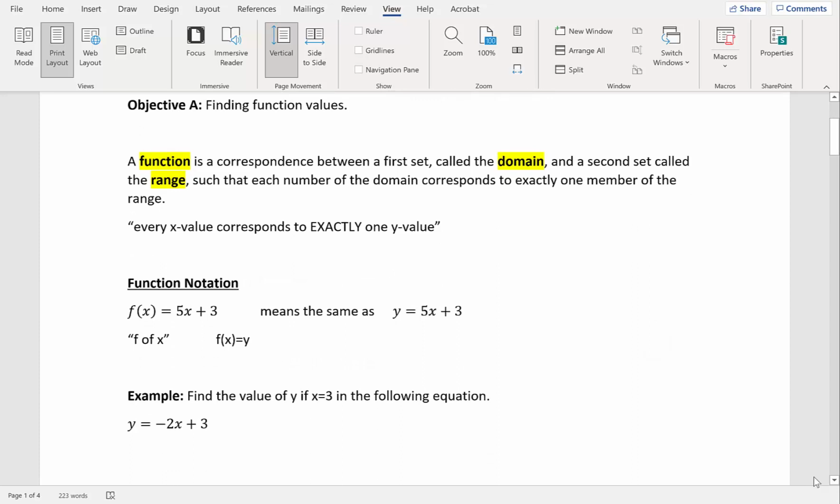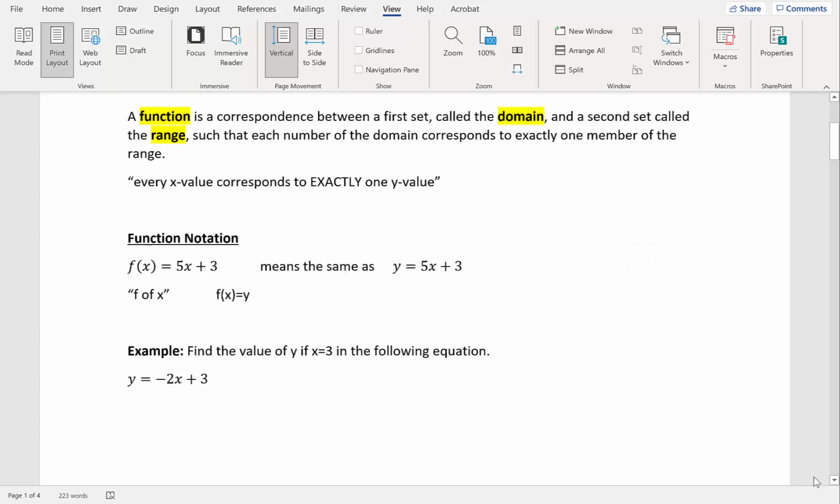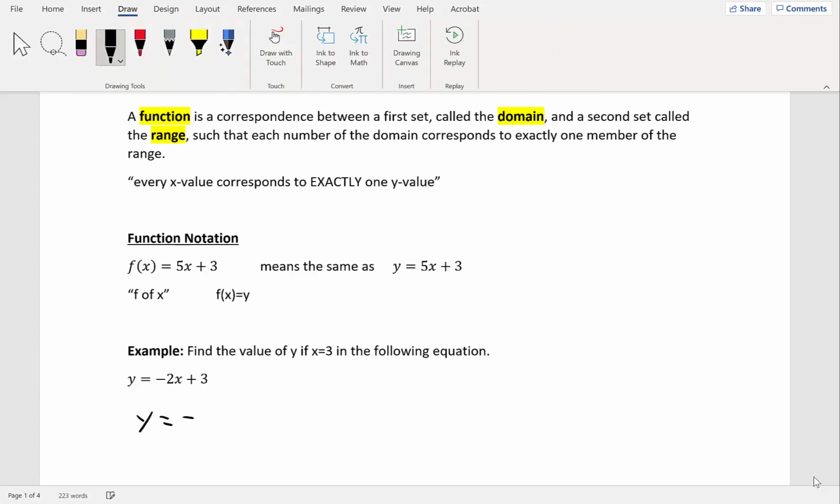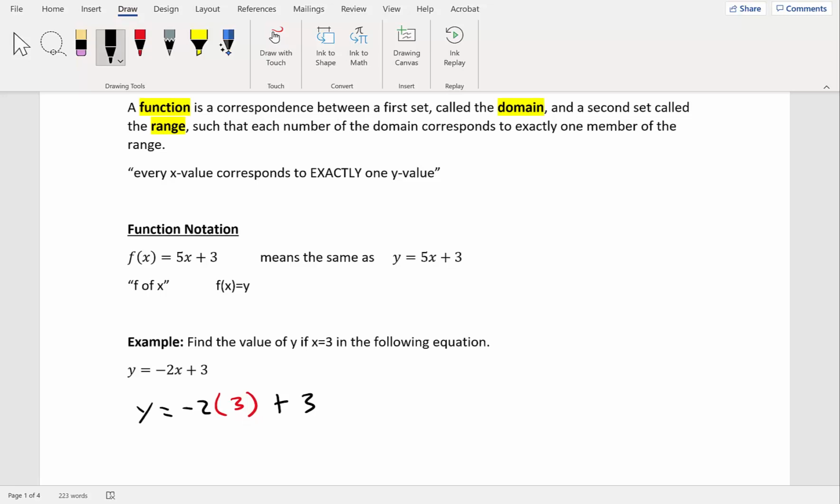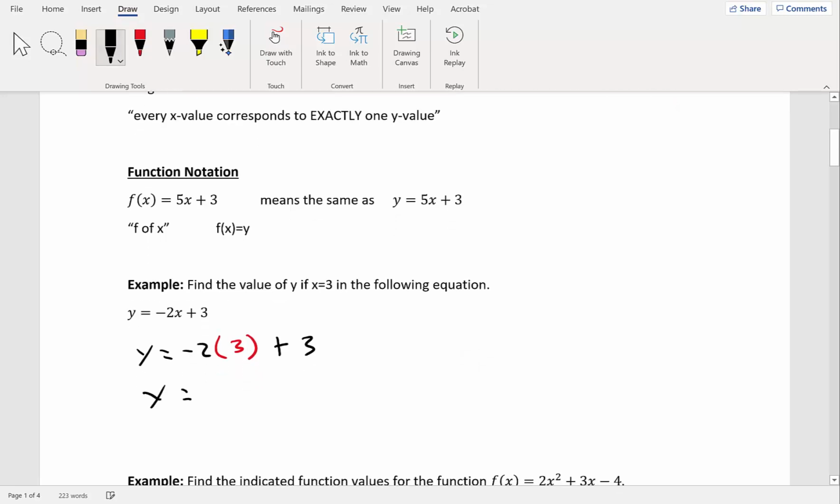Now, we've seen this type of example before. It says, find the value of y if x is equal to 3 in the following equation. So we're given our value, x, and we want to figure out what y is equal to. So we're going to plug in our 3 for our x, and we'll determine what y is equal to. So we have negative 2 times 3, and then plus 3. Go ahead and simplify. We have y is equal to negative 6 plus 3, which tells us y is equal to negative 3. So we've seen that type of problem.